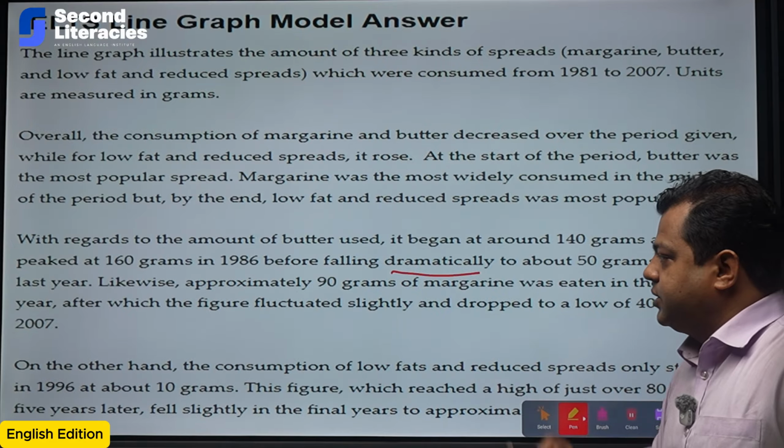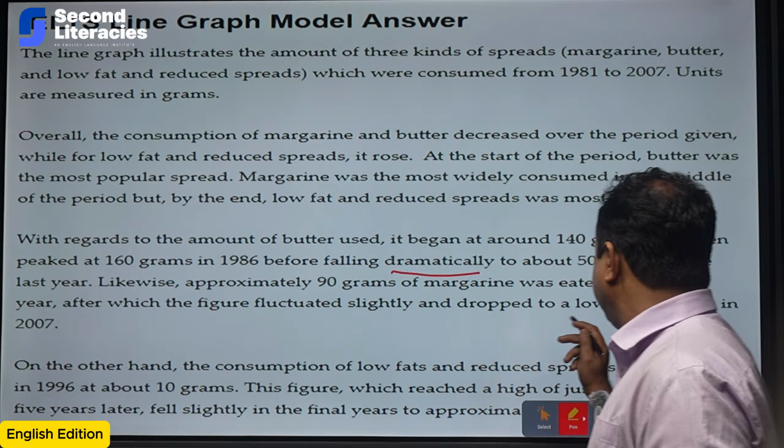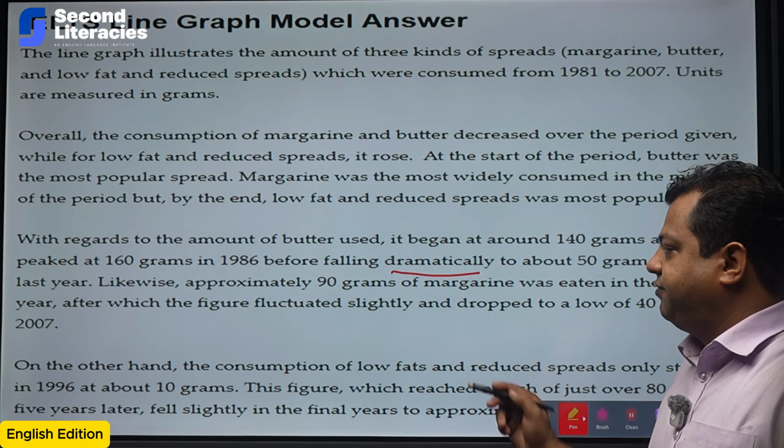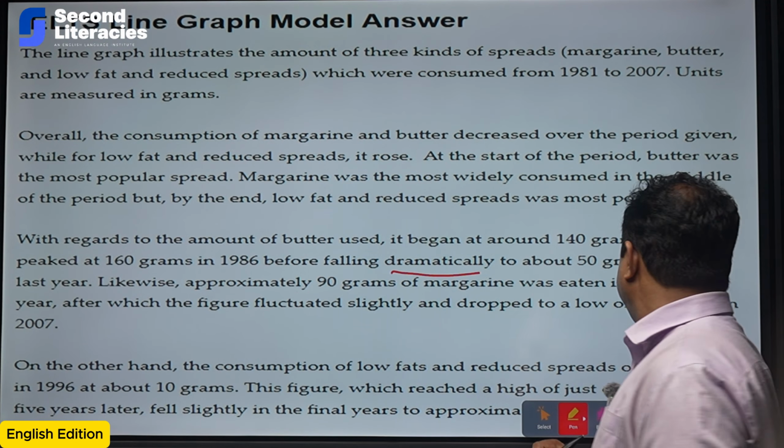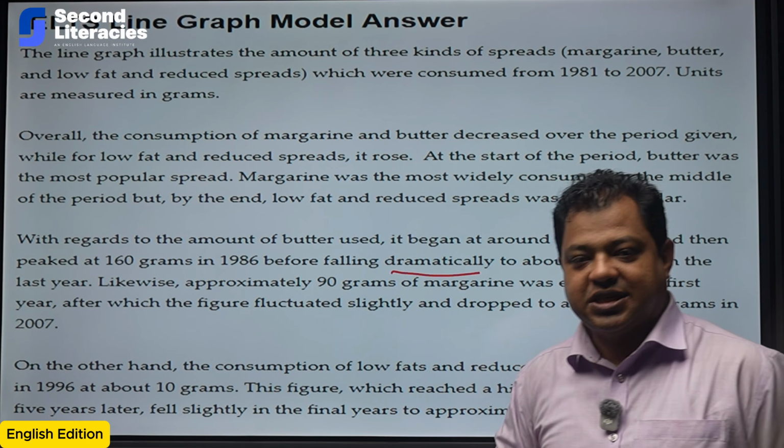50 grams around. Likewise, approximately 90 grams of margarine was eaten in the first year, after which the figure fluctuated slightly and dropped to a low of 40 grams in 2007.